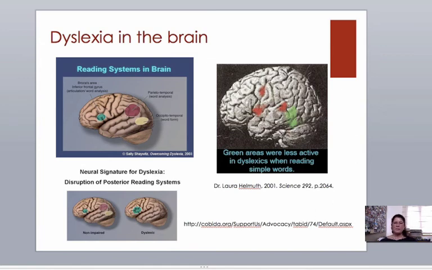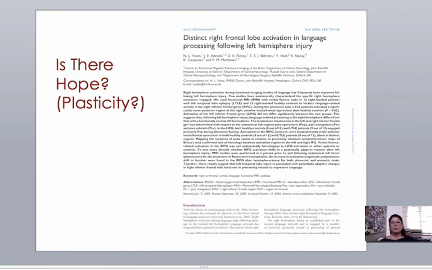So dyslexics do learn to read and write. However, they are probably using other systems. There's also tons of literature out there showing, not in dyslexic cases, but in aphasics, that there's a far greater use or recruiting of different areas of the brain, basically the right hemisphere and symmetrical areas, to recuperate language when it's lost.